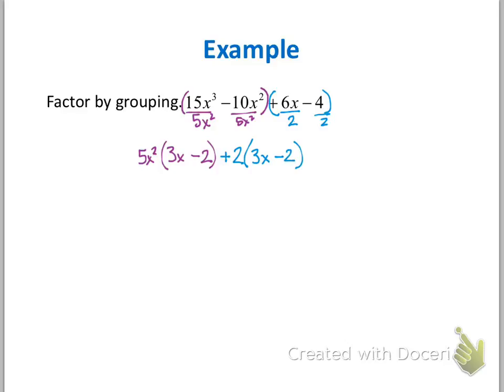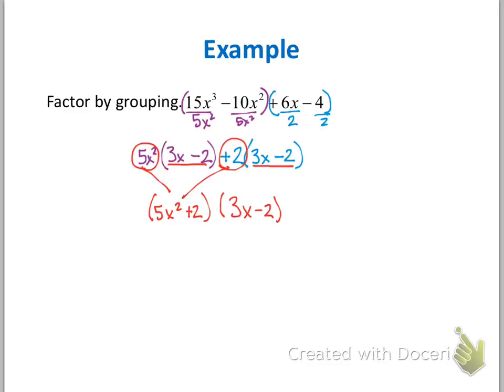Now here's the fun bit. If grouping works, what you will end up with is the same thing inside the set of parentheses. If you don't end up with the same thing, you can't factor it this way. But if you do, whatever's inside those parentheses, you're going to write one time, and what's on the outside, you're going to smash them together into their own set of parentheses.